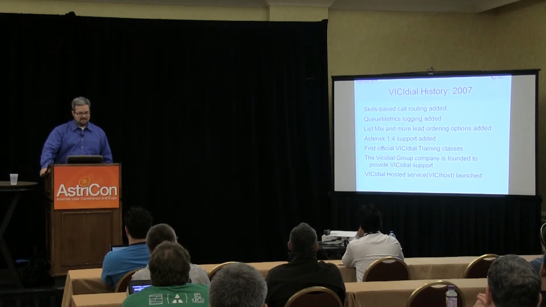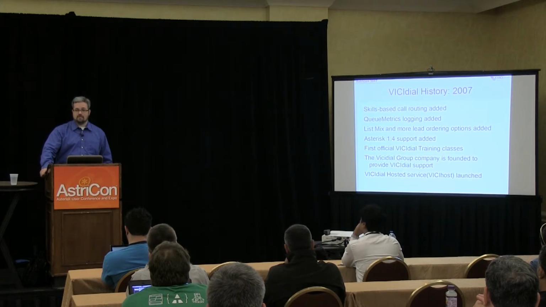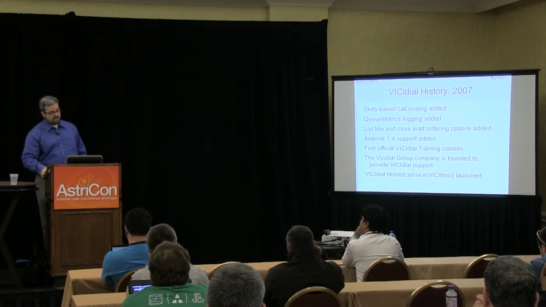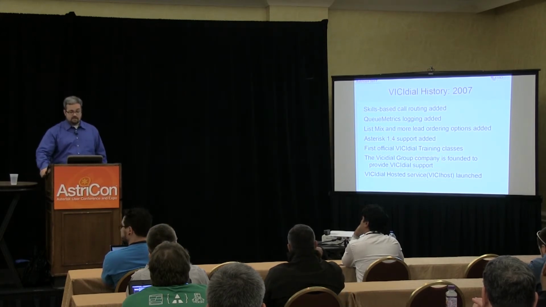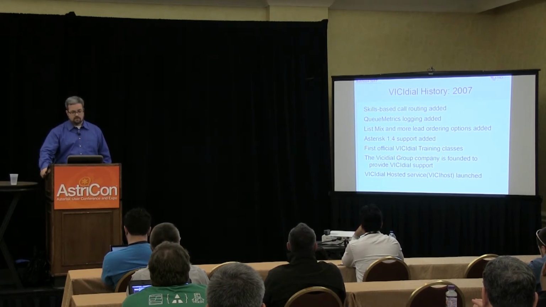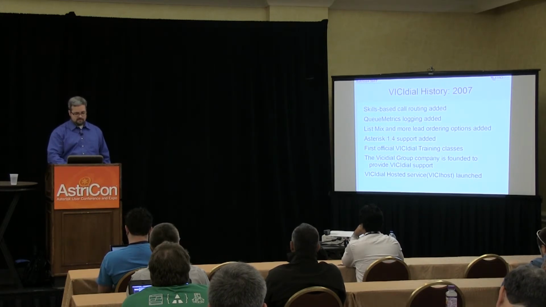But there it is. We started supporting Asterisk 1.4. That was after 1.4.18. I think it had been released for almost 2 years at that point. It was finally stable. We had our first official VICIdial training class. We founded the VICIdial Group company to provide VICIdial support, and we also launched our first attempt at a hosted service during 2007.